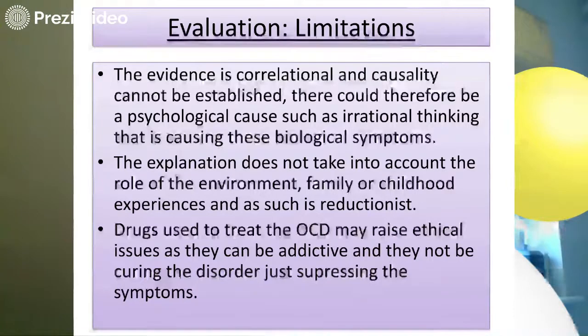Also, the explanation doesn't take into account the role of the environment, so that's what I've just mentioned. Because of this, it's reductionist. It's only focusing on one explanation, and this is something that we can link into our issues and debates again when we focus on that in paper 3. It's not saying that the environment has any role whatsoever, but it's hard to separate the role of the environment from your biology, particularly if we're looking at twins or first degree relatives.